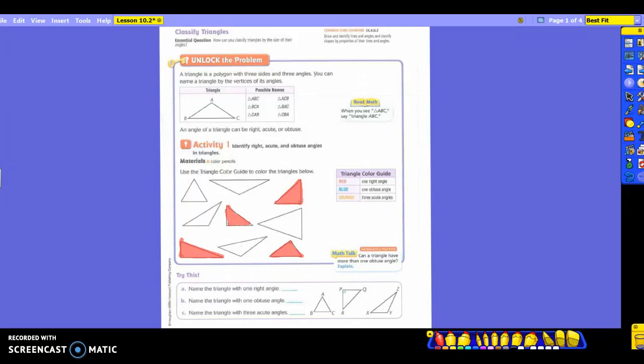Okay, at a what degree angle? At a 90-degree angle, so something to think about there. Do we have any more right triangles? All right, we're ready for color 2, which is blue.